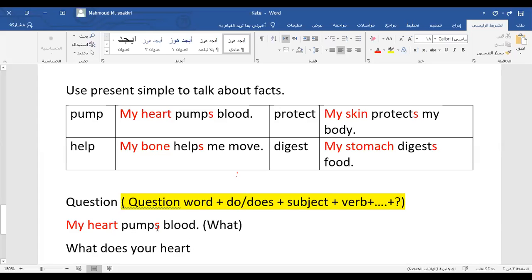Pumps. Okay. Now I wanted to ask about this verb. This means I can't write the verb in the question. I have to use another verb. Do you have any idea what the other verb is that I can use here? Okay, I will help you. Do. That's right. So what does your heart do? Yasin Khalid, can I write "blood" after "do"? No. Is this part of the answer? Yes. Thank you, Yasin Khalid.